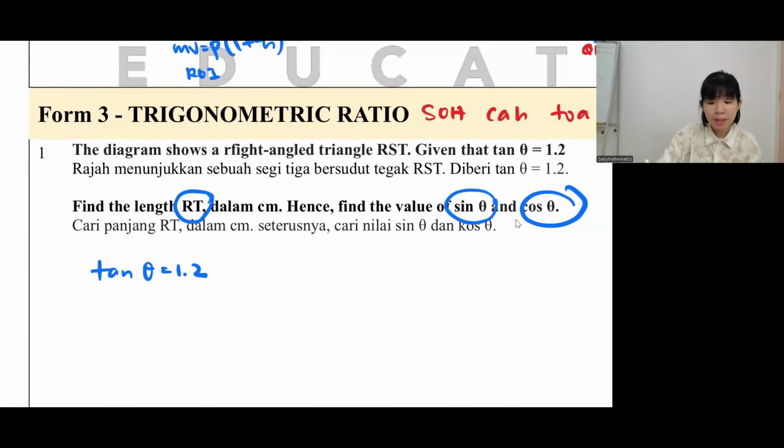Do you get 6/5? Tangent theta is 6/5. Now, why do we change to a fraction? Tangent, you know, is O over A. So if you change to a fraction, this is O, then this is A.